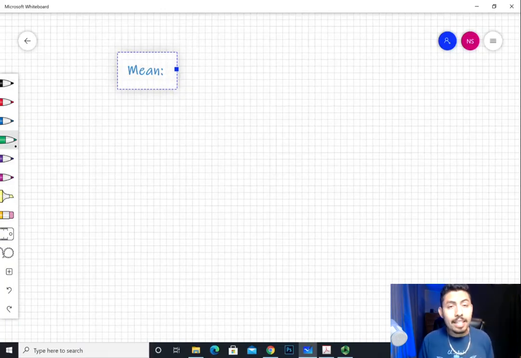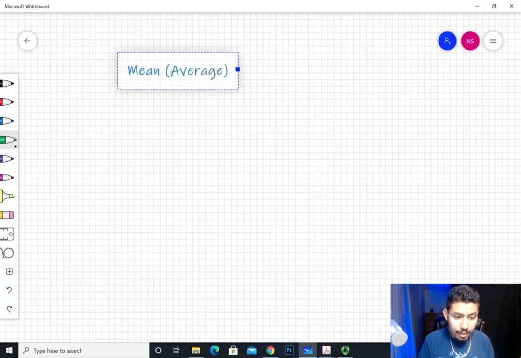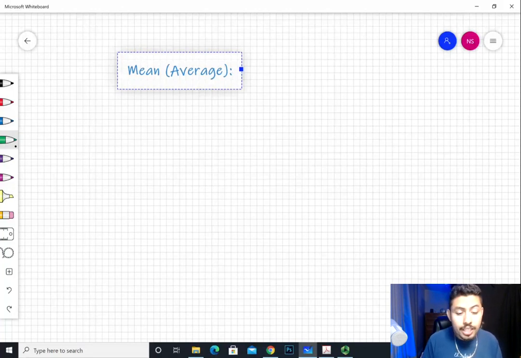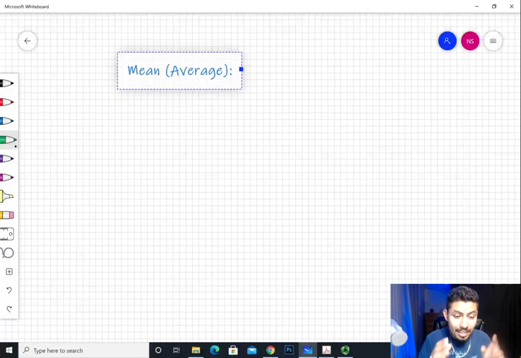So I'm going to write down the words and I'm going to write down how you find them. I'm going to be explaining what they mean, but I'm focusing more on how you find it. So first one is mean, aka average. The question on the GED is going to say, what is the mean, or what is the average? When you see those two words, they're both the same thing, and this is how you find it.